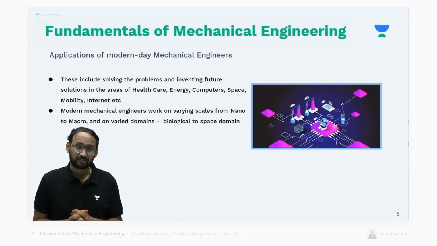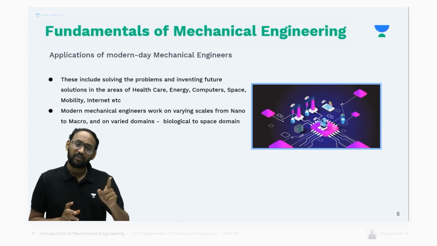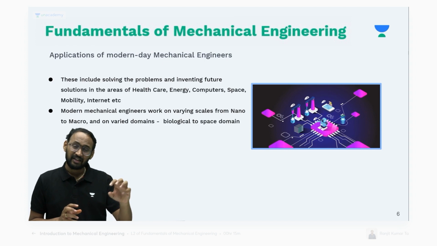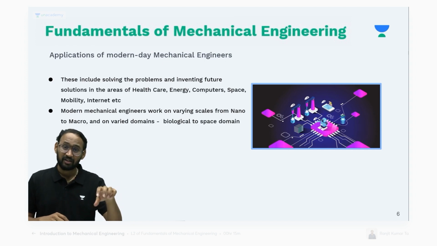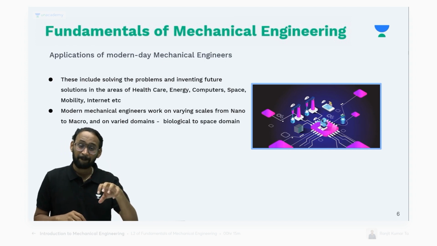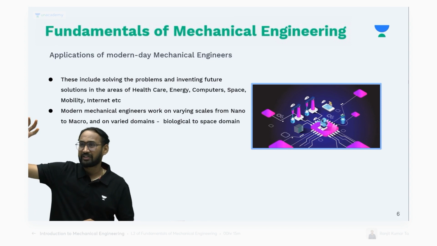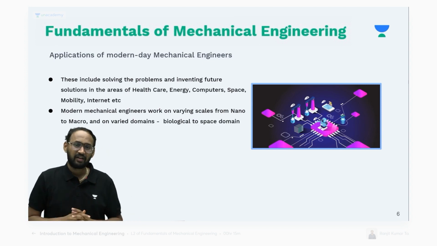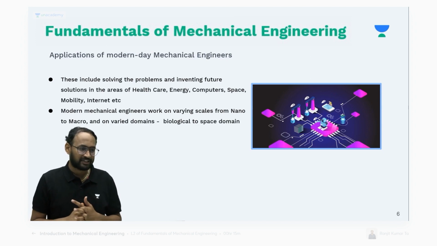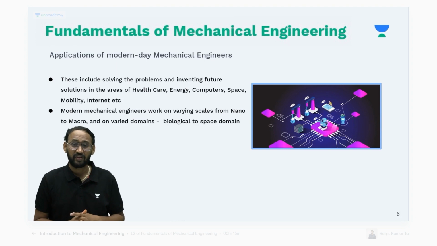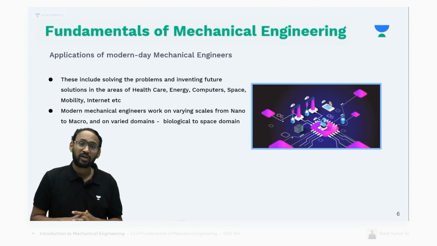Coming to the domains, or the scale of problems mechanical engineers work on, they work from nanoscales, nanometer, 10 power minus 9 meter, to possibly kilometer or mile scale. I can easily quote an example of nano robots. People are working on building nano robots which can get into the human body and destroy cancer cells.